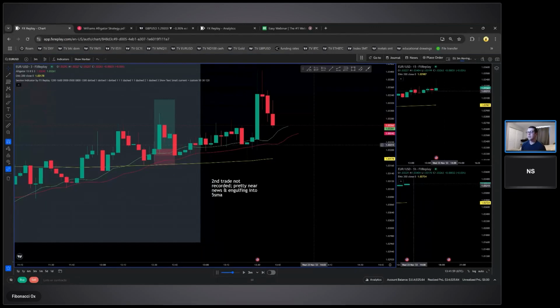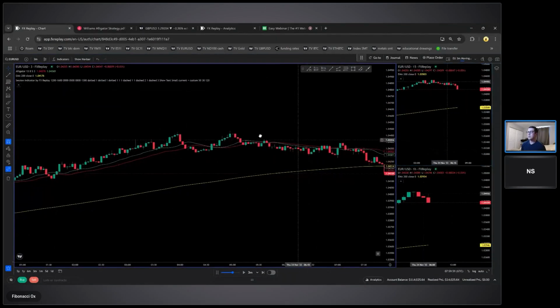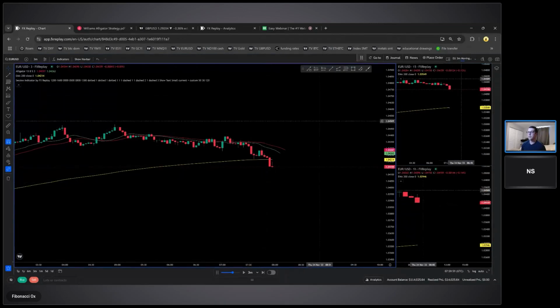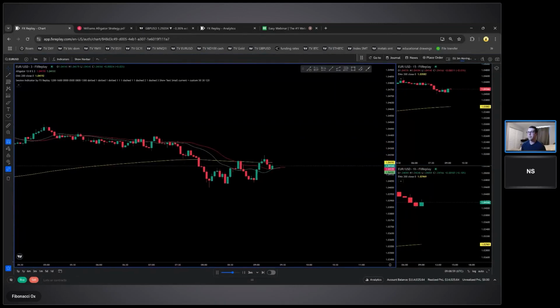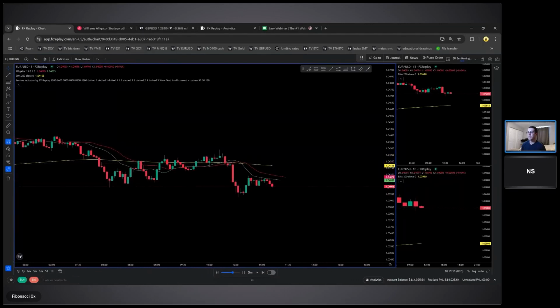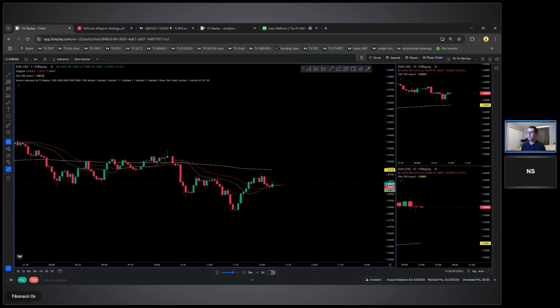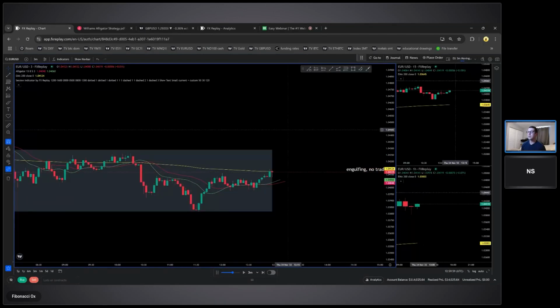So go to the next session. So we're above on all the 1 hour and 15 minutes. We need the 3 minutes to get above as well before we are interested in any trades. Kind of just chopping around on the 3 minutes, so likely no trades this day. Let's go to the next day because this is after I'm trading.